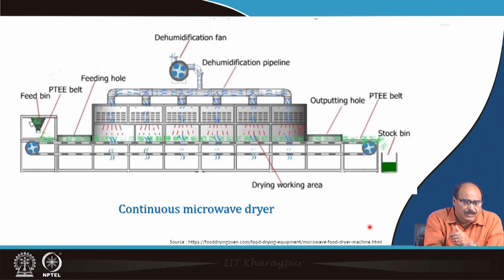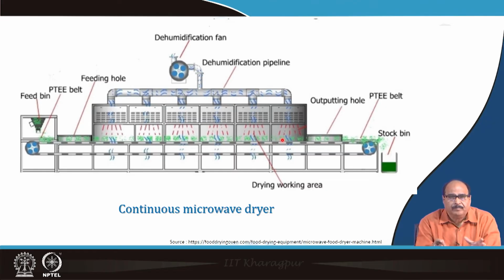This is the schematic of a continuous microwave dryer. So this is the feed bin, with prepared material, fruits or vegetables in the form of slices, cubes, etc. With the help of the conveyor belt, they are sent into the microwave dryer, that is the drying chamber, where magnetrons of suitable capacity are provided, which give the microwave. Here you can see the product is exposed to the microwave.